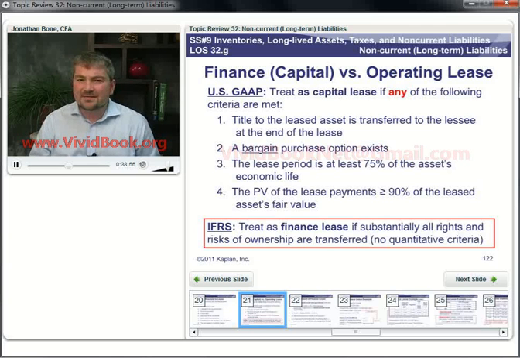IFRS doesn't have those 4 rules. However, IFRS is currently in a state where they're reviewing this, and as a result, I wouldn't be at all surprised to see these harmonized in the future. But IFRS says it's a finance lease if substantially all the rights and risks of ownership transfer from the lessor to the lessee.